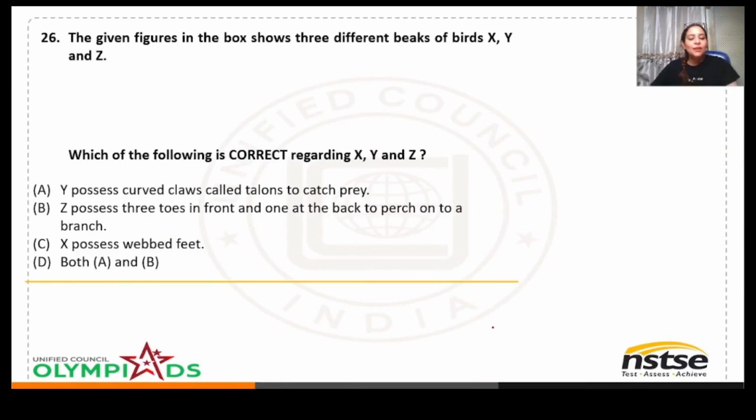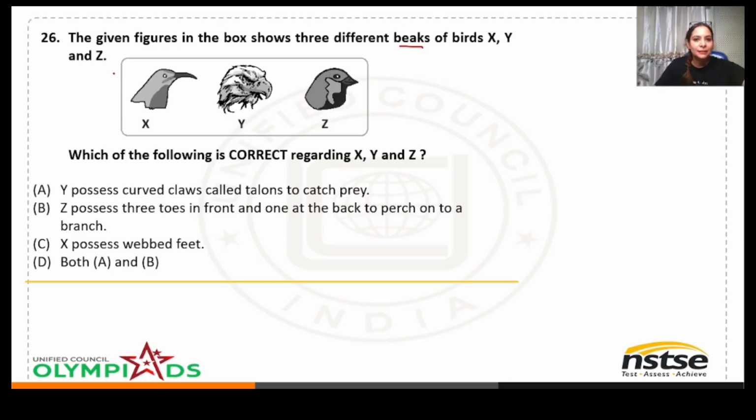Perfect. So the question says, the given figures in the box show 3 different beaks of the birds X, Y, and Z. And here we have this box given. So which of the following is correct regarding X, Y, and Z? You know that a beak is present in birds. I'll write here, beak is one of the distinguished features of birds, and it acts as their mouth. Okay, so the beak helps them to catch something, hold something, eat something. So the beak is very important for them.